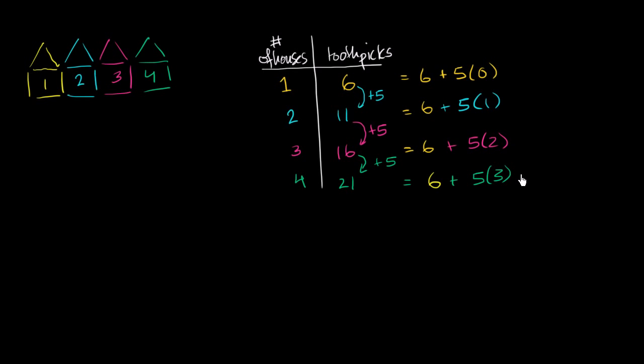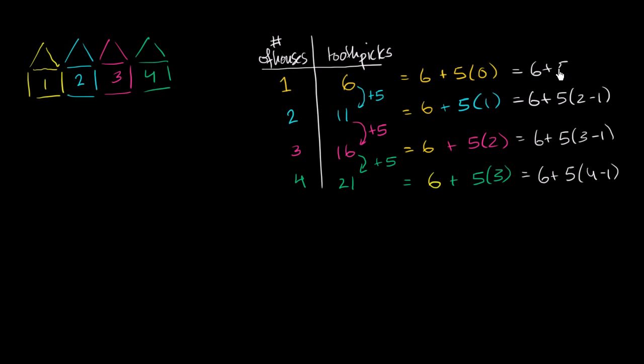And actually, let me rewrite this. I could rewrite this as 6 plus 5 times 4 minus 1. I could write this as 6 plus 5 times 3 minus 1. You could write this as 6 plus 5 times 2 minus 1. You could rewrite this as 6 plus 5 times 1 minus 1. And maybe that makes the pattern a little bit clearer. This 4 is right over here. This 3 is right over here. This 2 is right over here. And then this 1 is right over here.